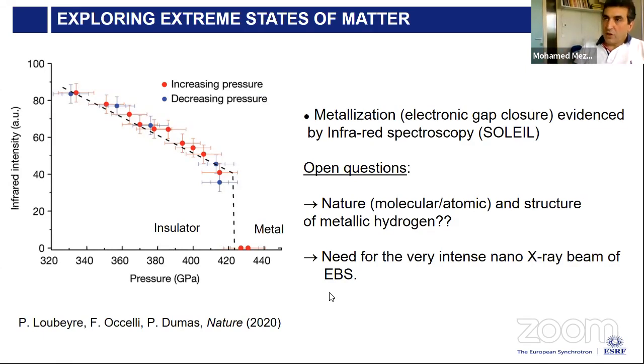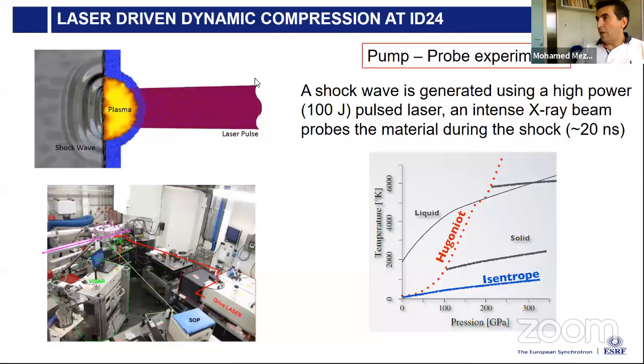Okay, I was just talking about the possibility to generate pressure in a static way using diamonds, but there are other ways to generate extreme states of pressure and temperature, and this is what is currently developed at the beamline ID24, where they are developing so-called pump-probe experiments. They can generate a shock wave using a high power laser, typically 100 joules per pulse, a very short pulse of about 20 nanoseconds. And the idea is to generate a shock wave.